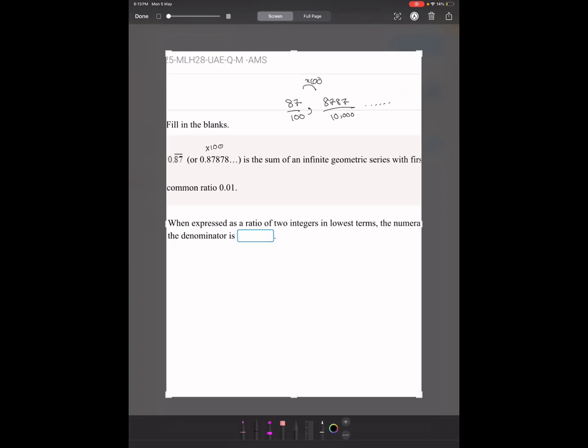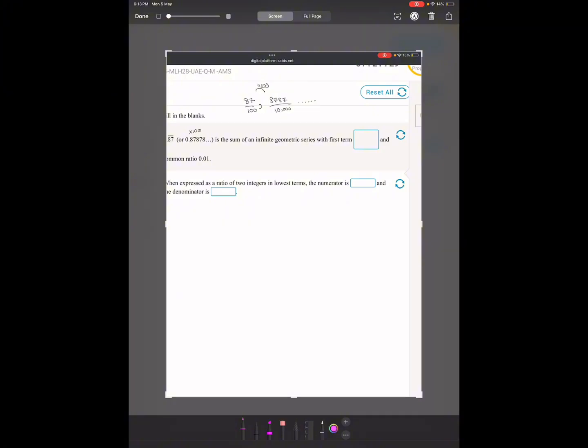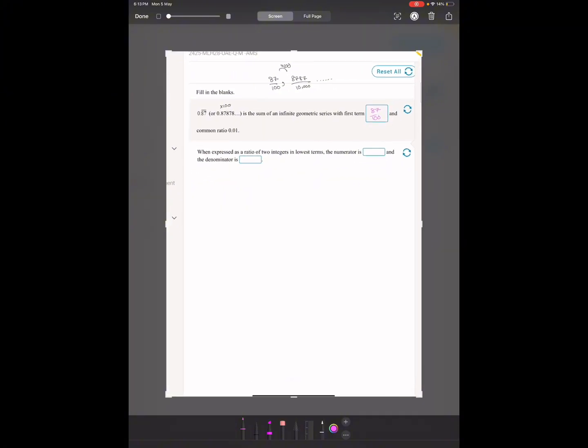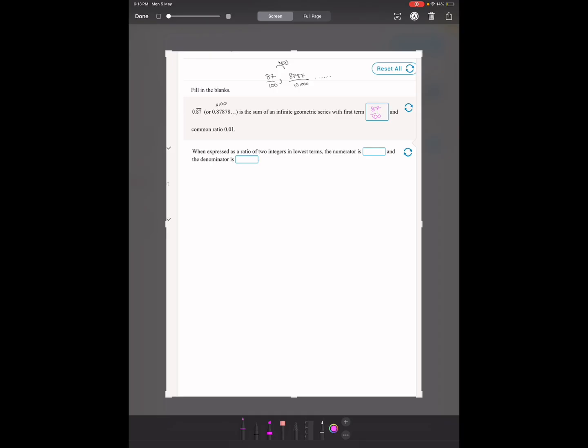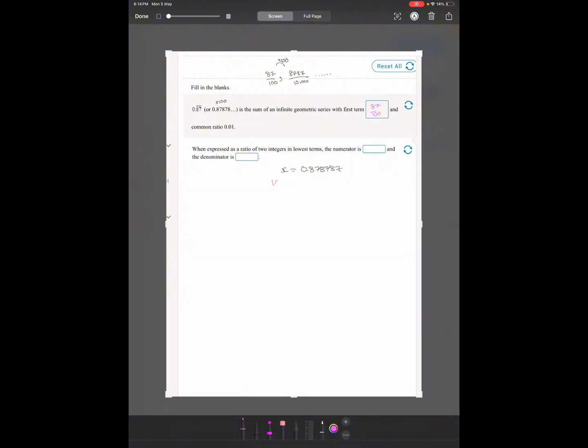They're asking here for just the first term, so that's going to be 87 over 100, which is 0.087. When expressed as a ratio of two integers, what is the numerator? We took this in grade 1, but anyway, I'm just going to explain it. 0.878787 x equals this. How long did it take us to get the first pattern? We said times 100, so this becomes 100.